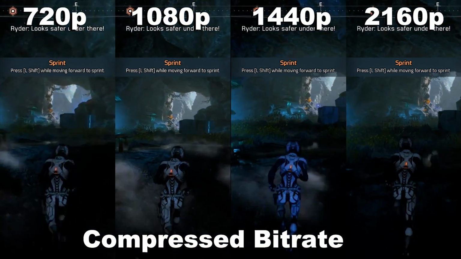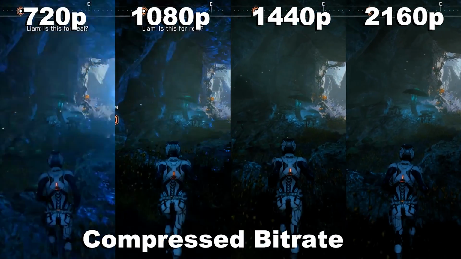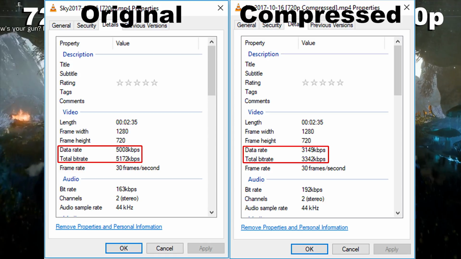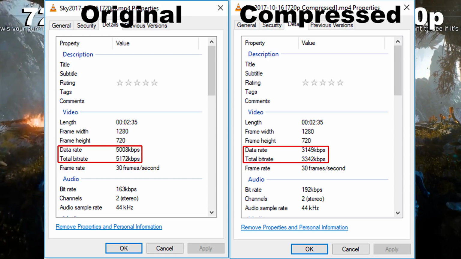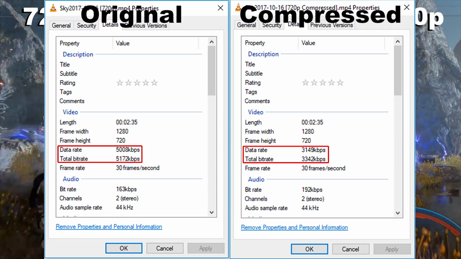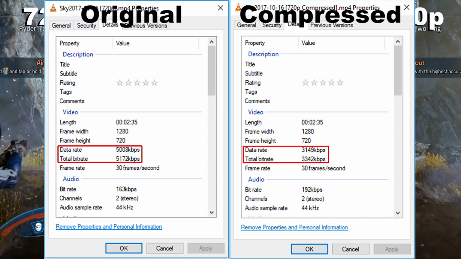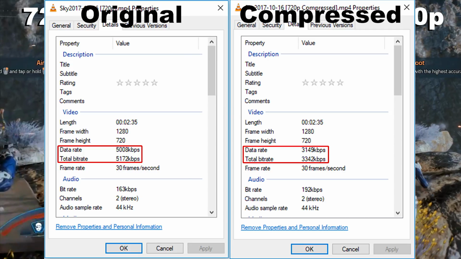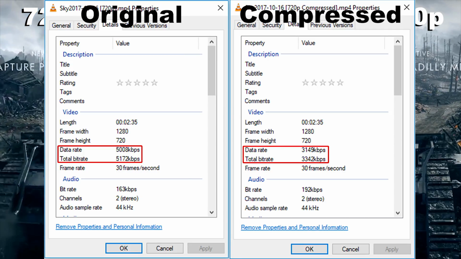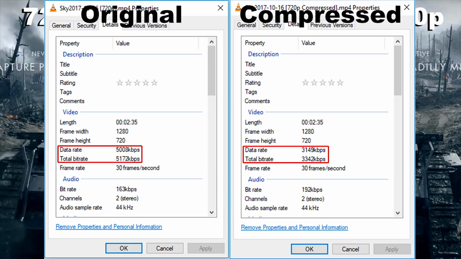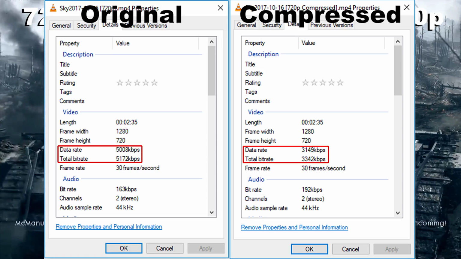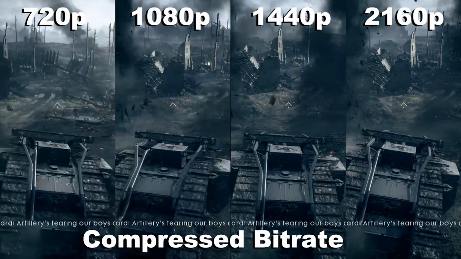So these are all the compressed videos, and here is an example, okay? Here's an example of the original file in the recommended encoding, and here is the file when it was compressed, when I downloaded it from my channel. Do you see that difference there? This is the 720p video of Skyrim. You can see there's clearly about a 2 megabit difference between the two.